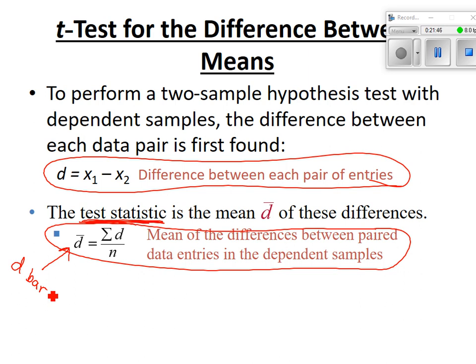So we got to find D. Once we find all those differences, we're going to add them all up, divide by n. That's going to give us D bar.